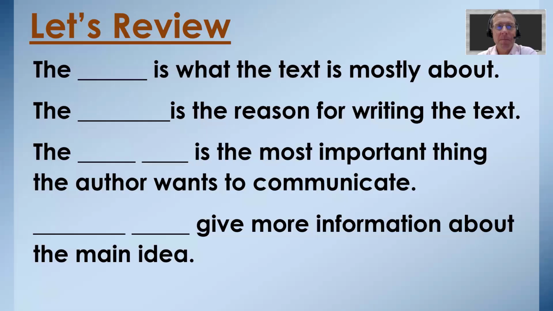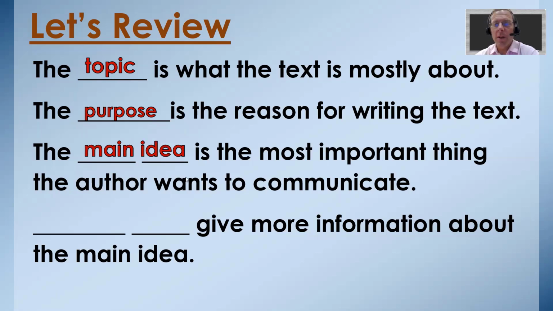So let's get started. I want to start by reviewing the 4 key terms that we talked about in our last class. What is the text mostly about? What is this called? It's the topic. And what is the reason for writing the text? The purpose, or the author's purpose. And the blank is the most important thing the author wants to communicate. 2 words, main idea. And what gives us more information about the main idea? The supporting details.